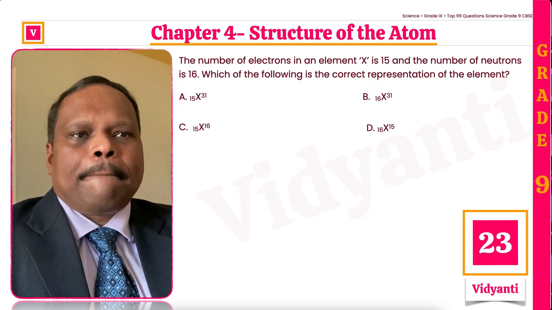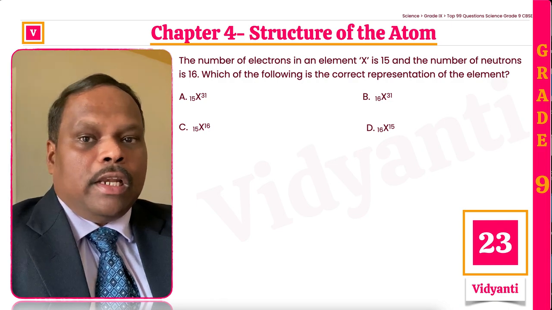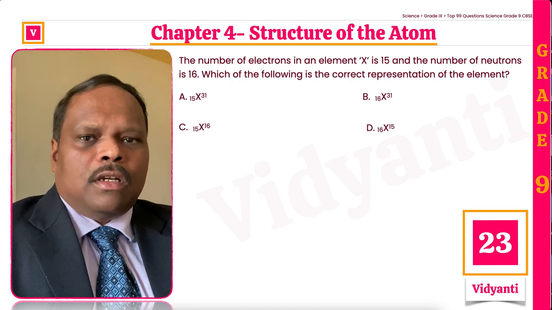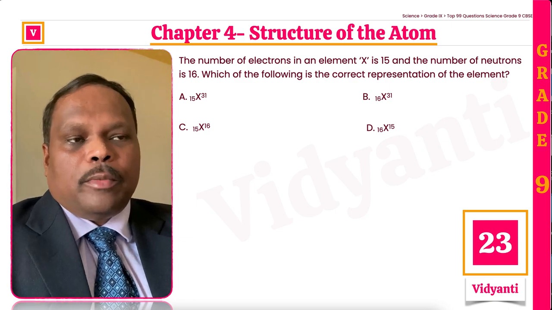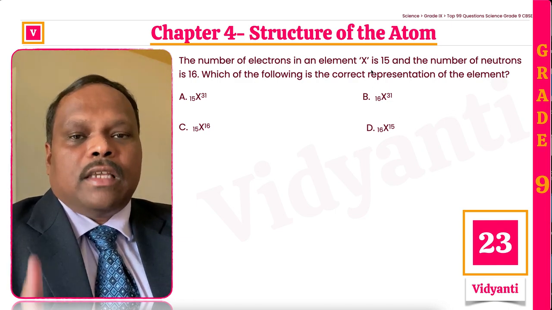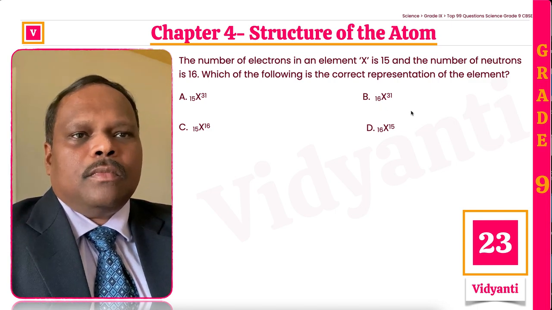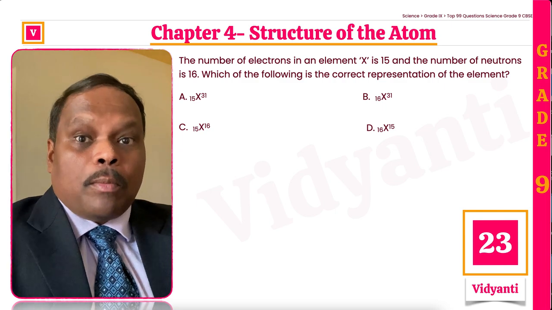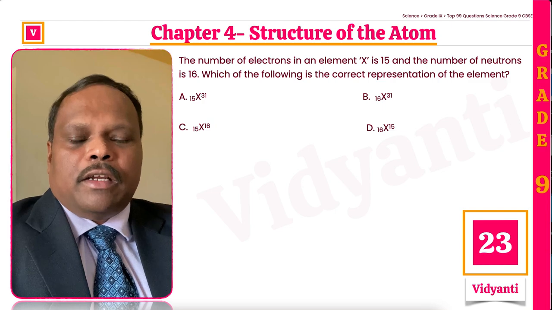Option A. The number of electrons in an element X is 15. So electrons are 15. That means protons are also 15 because it's electrically neutral. Number of protons and number of electrons are going to be the same. So element X has 15 protons, 15 electrons, and number of neutrons is 16. Generally at the lower level, number of protons and electrons are always the same in case of an electrically neutral atom.